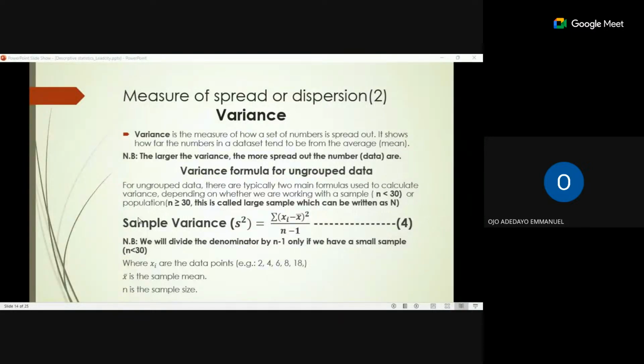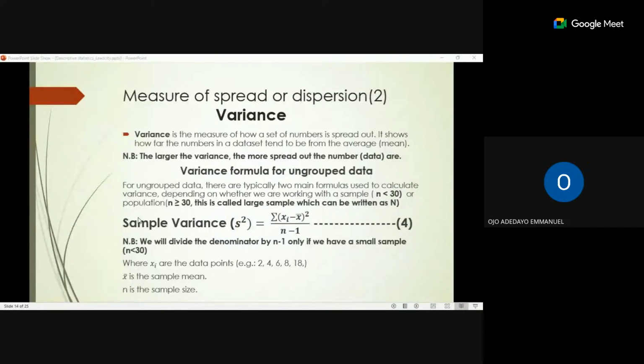So the good part of this is that we now have a formula to check all those things, which is very important. So we must know how to calculate our variance. Let me take it one after the other.